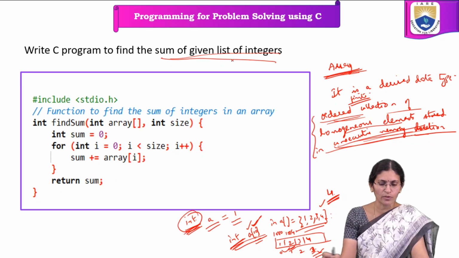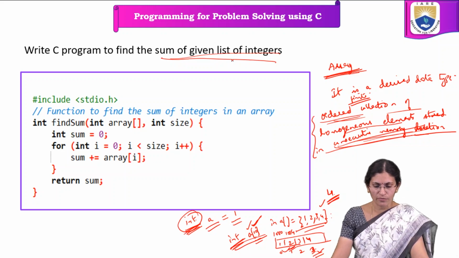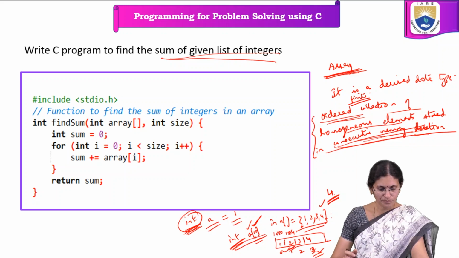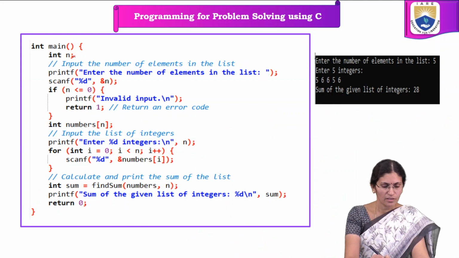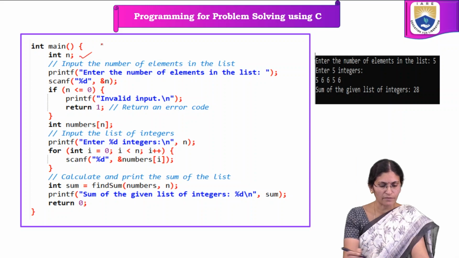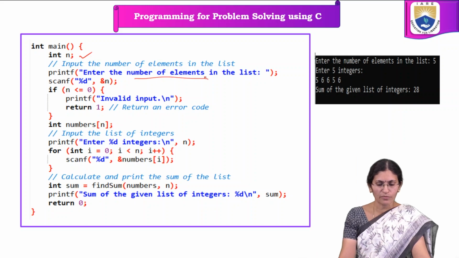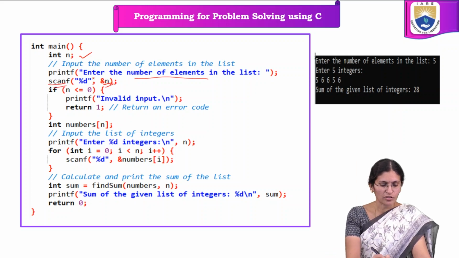Now here we will write a C program to find out the sum of a given list of integers. For this we have written this function to find out the sum of integers. Let us see the main function first. Inside the main function, we have declared an integer variable. Regarding the array, we need to take the size of the array, that means the maximum number of elements to be stored in the array. That is given by the variable n. With the help of the scanf function, we can read the value of n at this particular address.